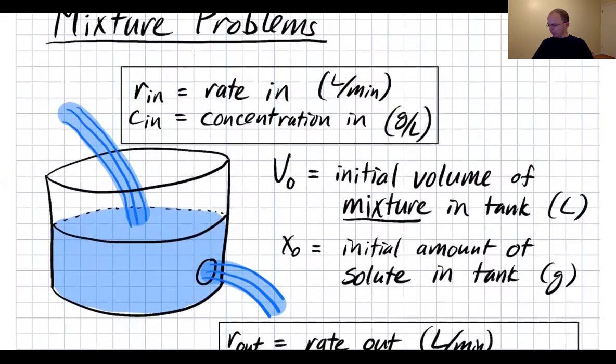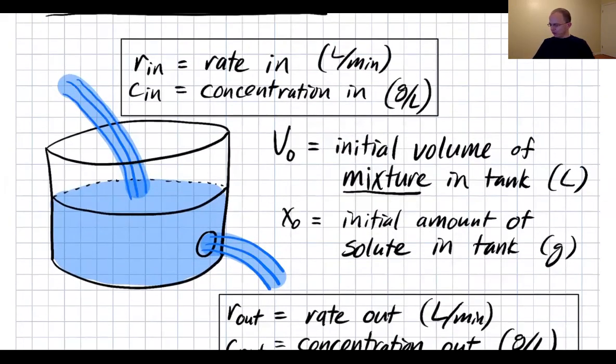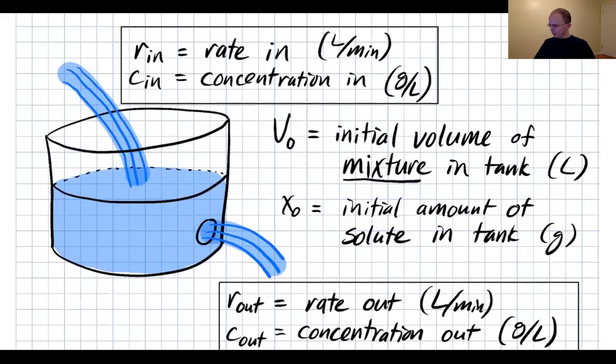In order to fully understand what's going on in this tank, we'll need to know the initial volume of the mixture in the tank, given in liters or some unit measuring volume. And then we'll also need to know how much salt is in here initially, given using some measurement for mass, for example, grams. So V naught will be our initial volume, and X naught is our initial amount of solute in the tank.